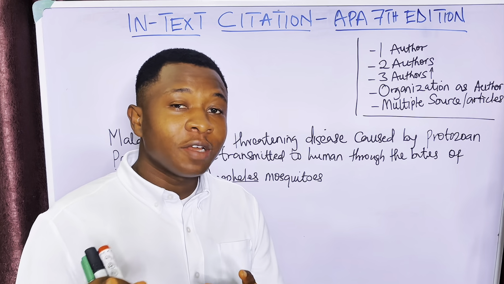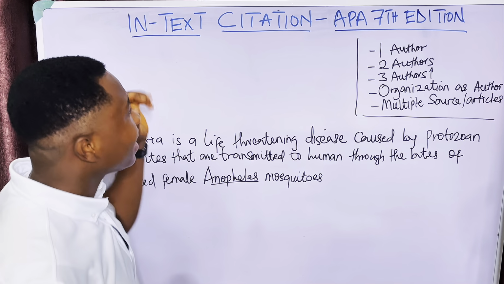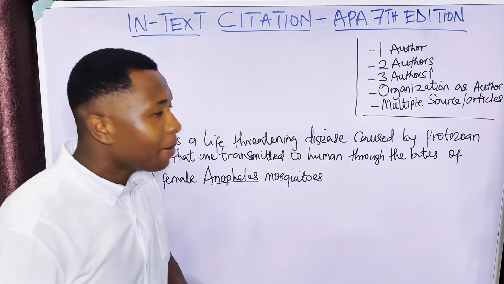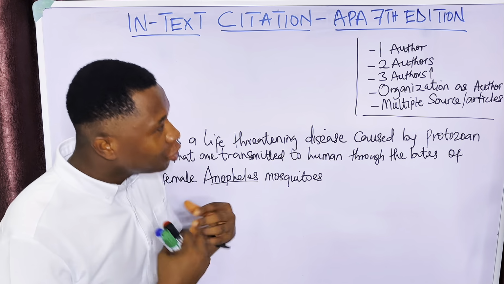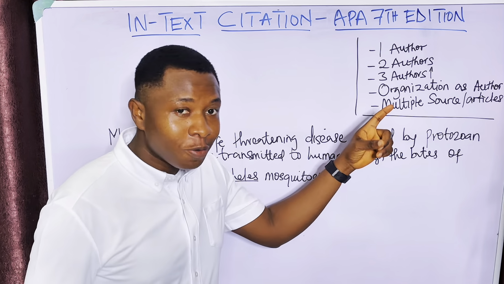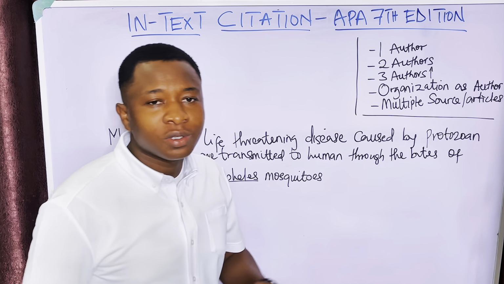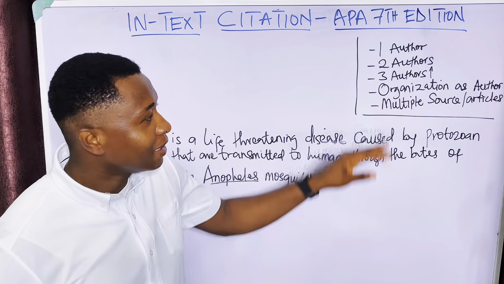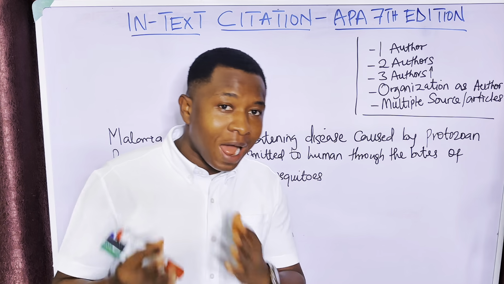Hello everyone. So in this particular video, we'll be taking a look at in-text citation according to APA 7th edition. And by the end of this video, we should be able to cite one author, two authors, three authors and above, and also cite organizations as authors and multiple sources or articles.